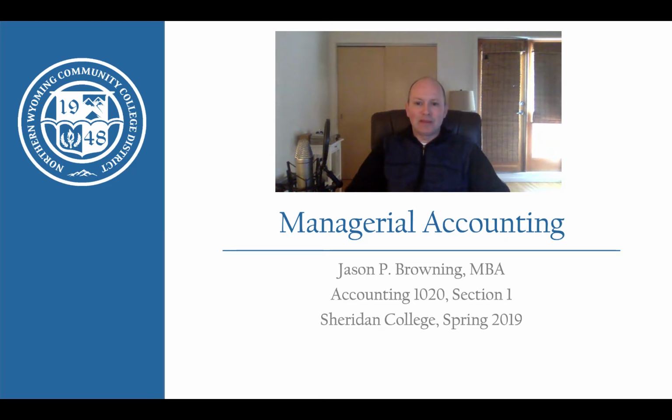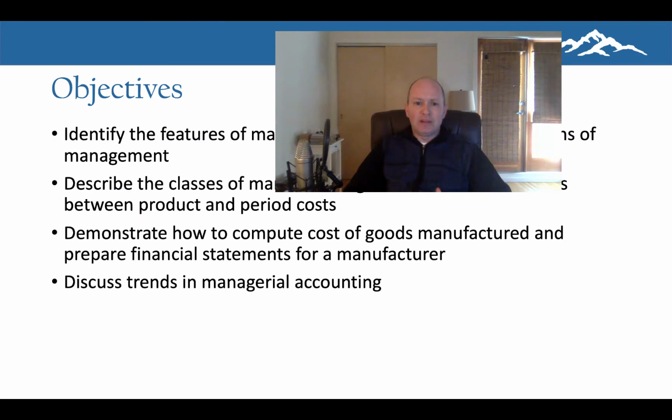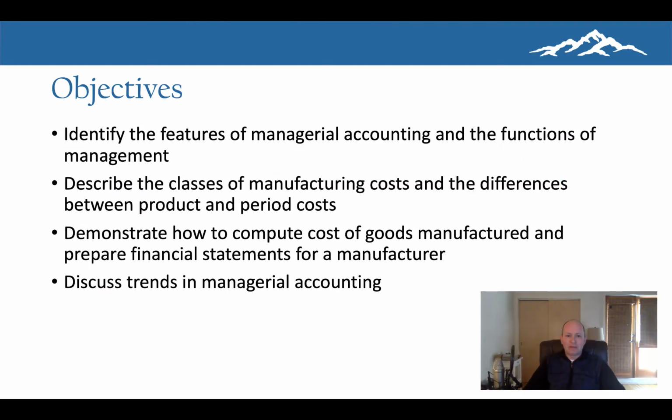Today we're going to talk about managerial accounting kind of broadly, an introduction to managerial accounting, and what we're going to be talking about in more detail this semester. So today what we want to do is just talk about the differences between managerial and financial accounting. We want to look at the classes of manufacturing costs, understand the difference between product and period costs, and then we'll real briefly look at how to compute the cost of goods manufactured and discuss some trends that are out there today.